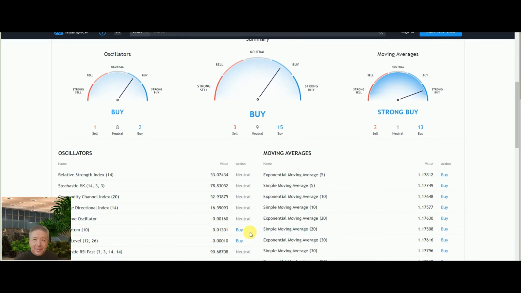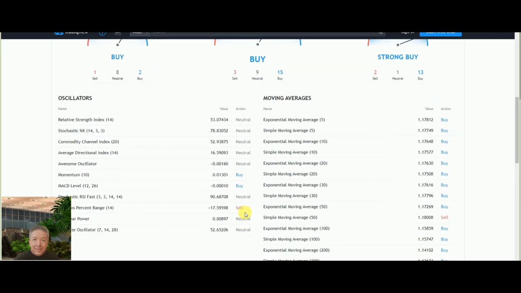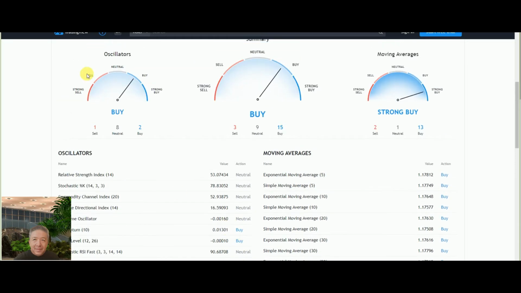Momentum is a buy. MACD is a buy. Stochastic RSI fast is neutral. Williams percent range is sell. Bull bear power is neutral. Ultimate oscillator is neutral. And this is how they do it: 8 neutrals, 2 buy, 1 sell, so that's buy.